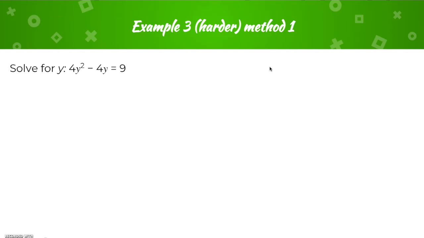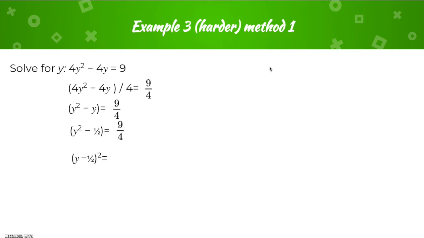In this method, we're dividing everything by 4. So 4y squared minus 4y divided by 4 and 9 divided by 4 ends up being y squared minus y equals 9 over 4. Then you simply do the things that we did in the previous examples. So we do negative 1 divided by 2, which equals negative half. Then you square negative half, which equals 1/4.